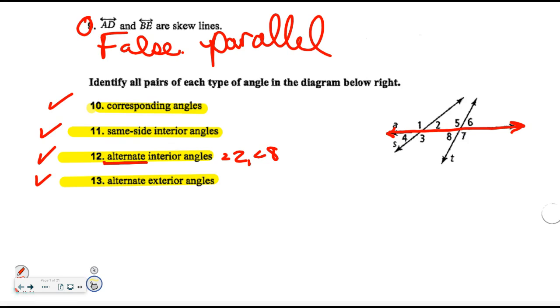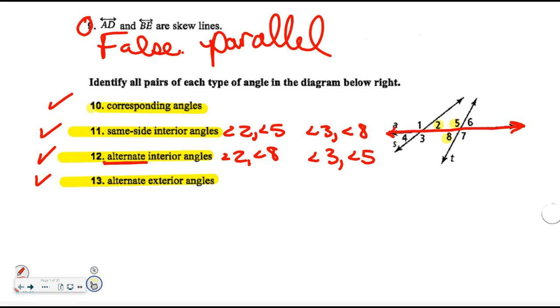What's the other pair? 2 and 8 are alternate interior. And angle 3 and angle 5. Excellent. Do you get why she picked those, Matt? Yeah. They're inside and they're on opposite sides of that red line. Yes. For same side interior, we're still going to be inside the 2 lines, but we're going to be on the same side of the red line. So it'd be 2 and 5, and 3 and 8. There you go.